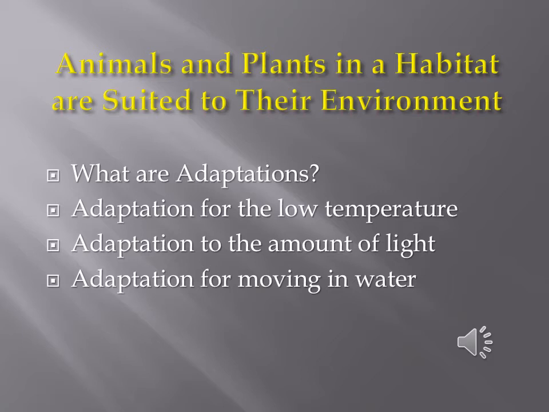Now our next topic is adaptation for moving in water. A streamlined body is one which has a narrow pointed head, while the middle of the body is bigger and broader. Streamlined body shape helps a fish to move easily through water by reducing friction between its body and the water. Also, the fins of fish help them to swim.